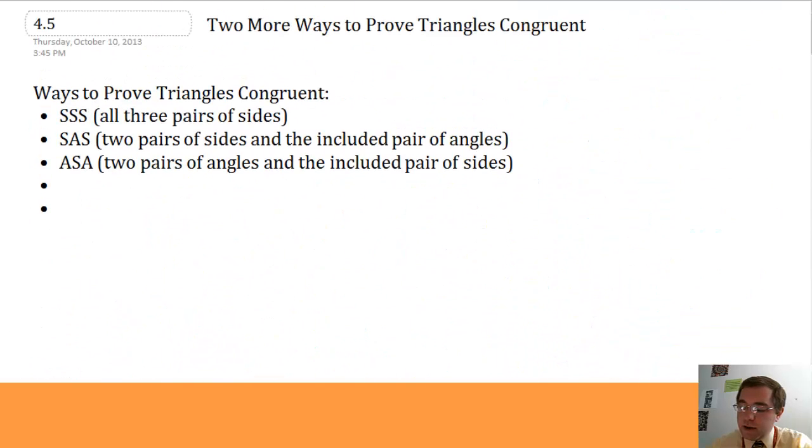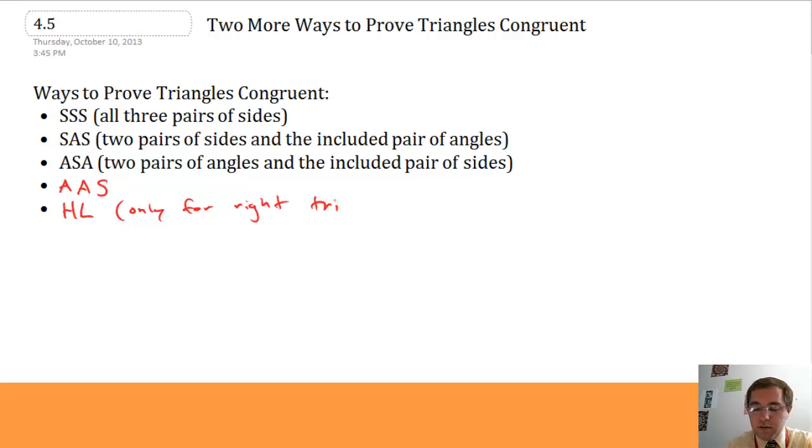So going back up to our list of ways to prove triangles congruent, we have side, side, side; side, angle, side; angle, side, angle; angle, angle, side; and hypotenuse leg only for right triangles.